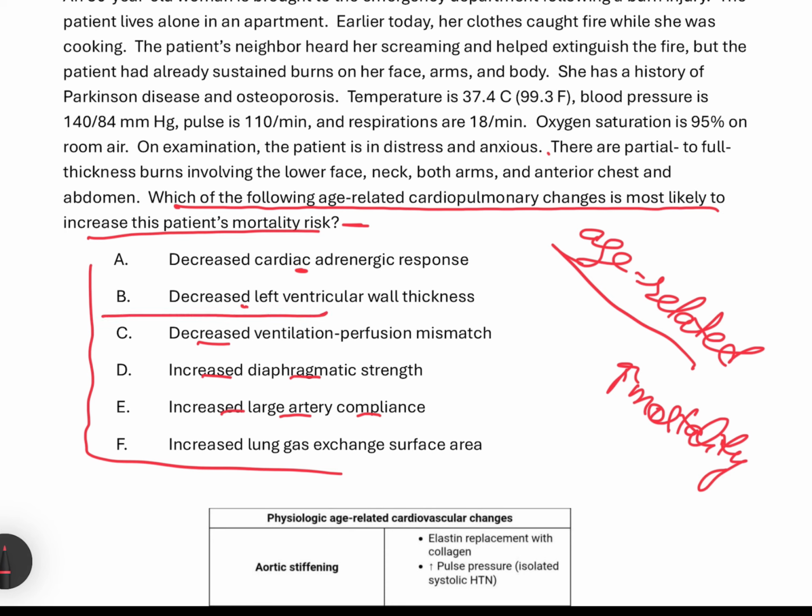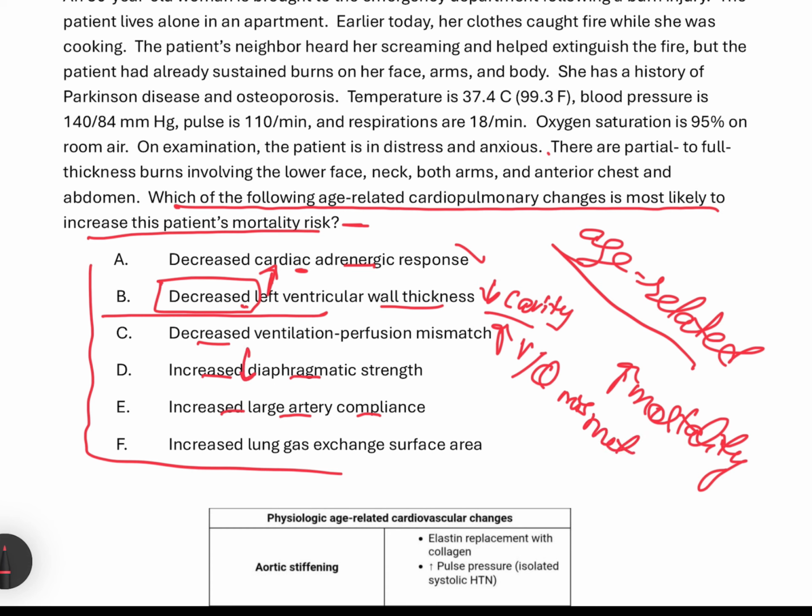There will be a decrease in adrenergic response. You already learned all this in the earlier MCQs on cardiovascular changes. There is a decrease in adrenergic response. Left ventricular wall thickness increases but the cavity decreases. And there is no decrease in ventricular perfusion mismatch; there is an increase in VQ mismatch.